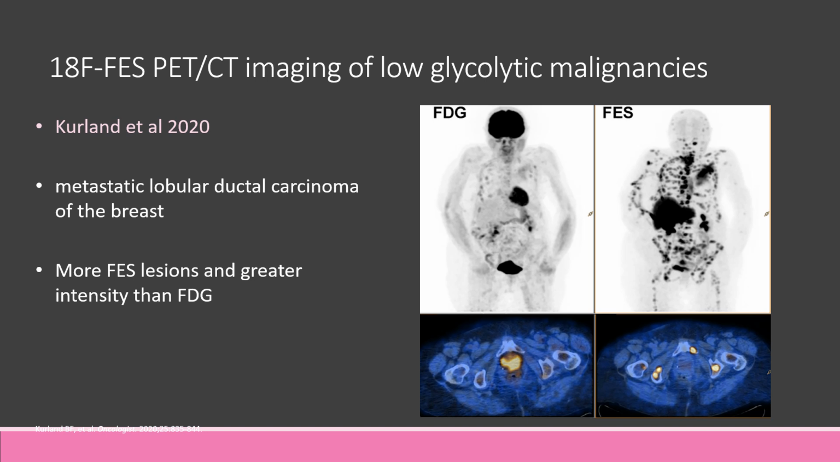This is another case of lobular carcinoma. FDG and the FES scan are labeled there. While the disease is present on the FDG scan, the extent of disease is really revealed on the FES study. If only an FDG study were done, you would not see that this patient would benefit from the hormone therapy. You would also not see the full extent of the disease. So FES lesions are in greater intensity than the ones that are seen on the FDG.